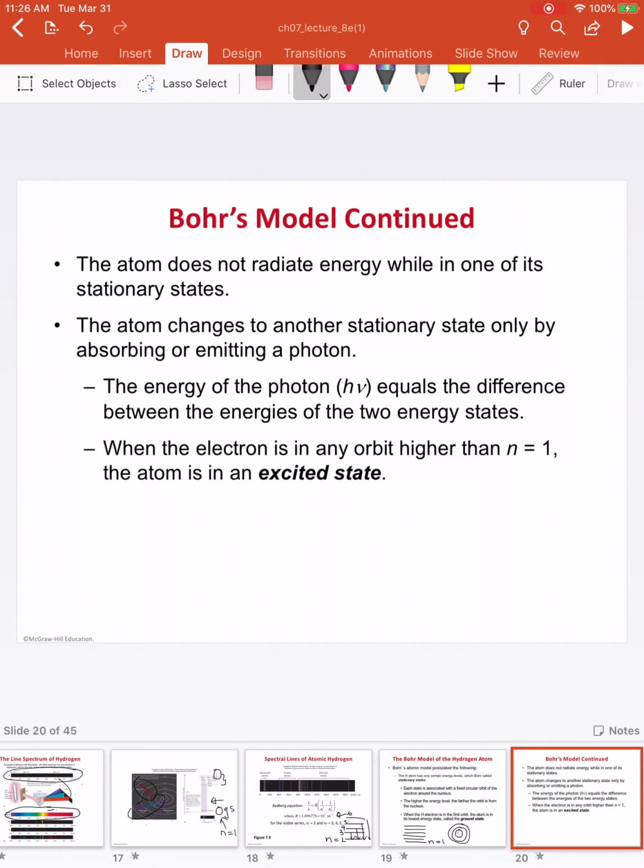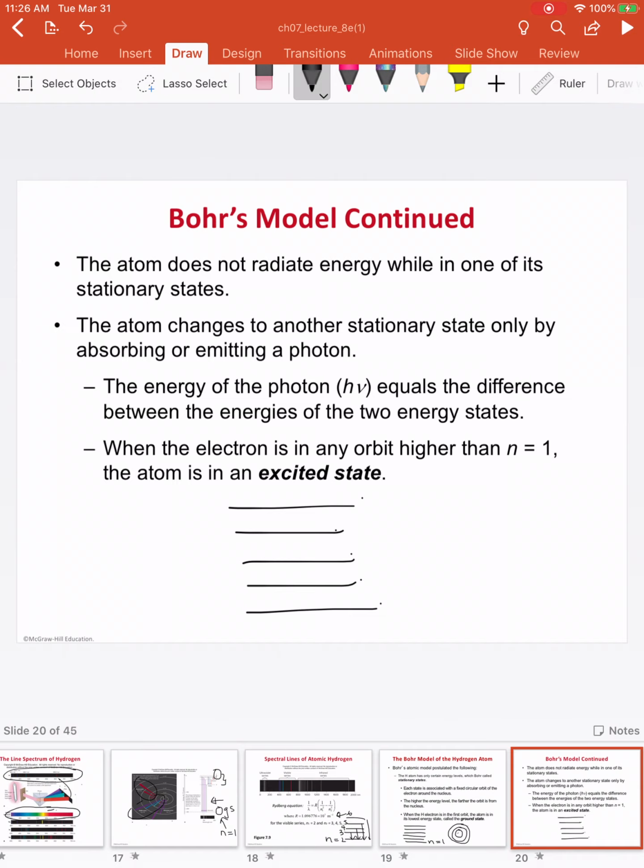The atom does not radiate energy while in one of its stationary states. The atom changes to another stationary state only by absorbing or emitting a photon. So that means if the atom is in one of these states, it would not emit radiation. If it is moving from one stationary state to another, it needs to do so by absorbing or emitting a photon of light. The energy of the photon, h nu, equals the difference between the energies of the two energy states.